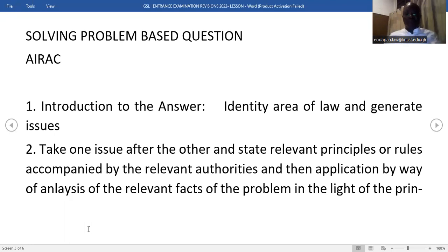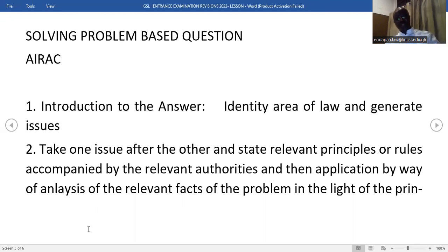So if you go about it this way, you have done justice to one issue, and then you move on to the next issue, and you go through the same procedure. You use that issue as the topic or the heading. You tell us the relevant principles or rules together with the corresponding authority that is the source of those principles. And then when you are done, as I said, you leave a paragraph and then you start the application by way of analysis of the principles and the relevant facts, and then you try to draw a conclusion to answer that particular issue.